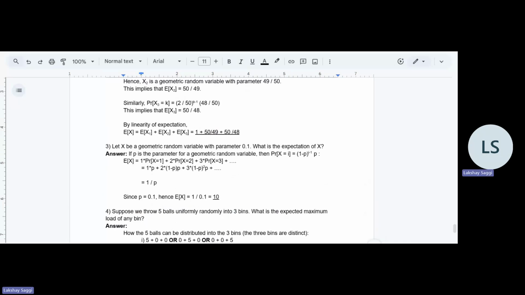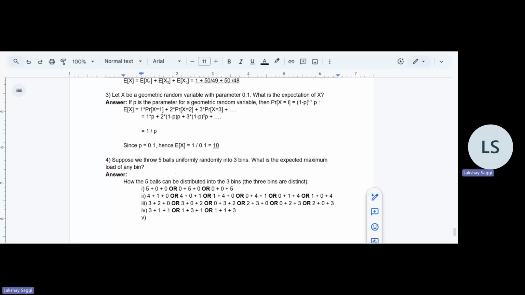If the maximum number of balls allowed is 2, then one can only have these kinds of ways. So 2 plus 2 plus 1, or 1 plus 2 plus 2, or 2 plus 1 plus 2. So these are the only ways in which the 5 balls can be distributed to 3 bins.